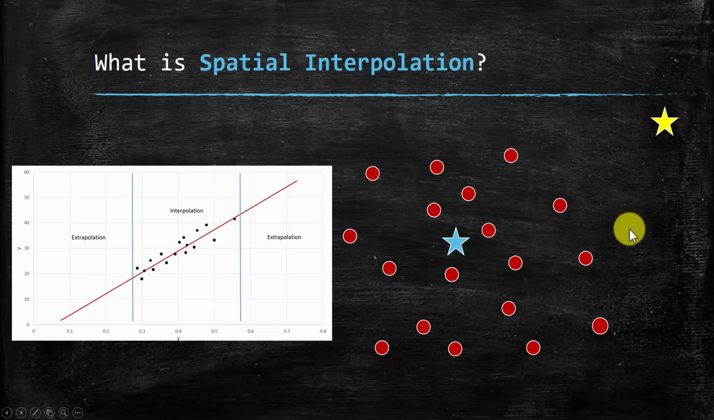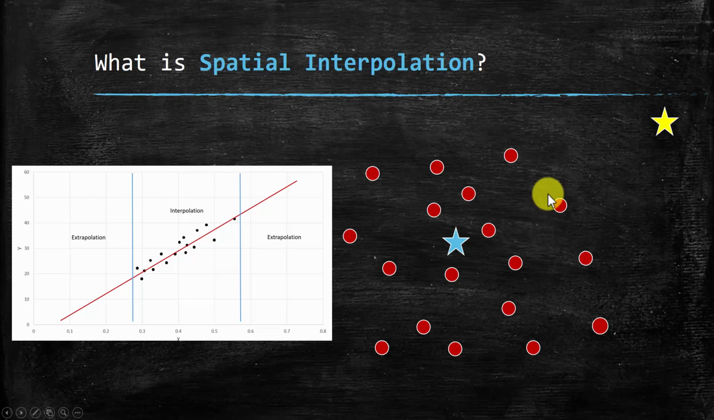Moving into the more spatial domain, we can think about interpolation as trying to predict a value within the geographic bounds or spatial extent of where we have data. Imagine that all these red dots represent measurements. Maybe they're gauging stations for weather, or maybe they're where soil bores were collected. If we were trying to estimate the value of this location from these measurements, that would be spatial interpolation, because it's within the geographic bounds of the data. Whereas trying to estimate this value way out here would be spatial extrapolation, because we're outside the data bounds.